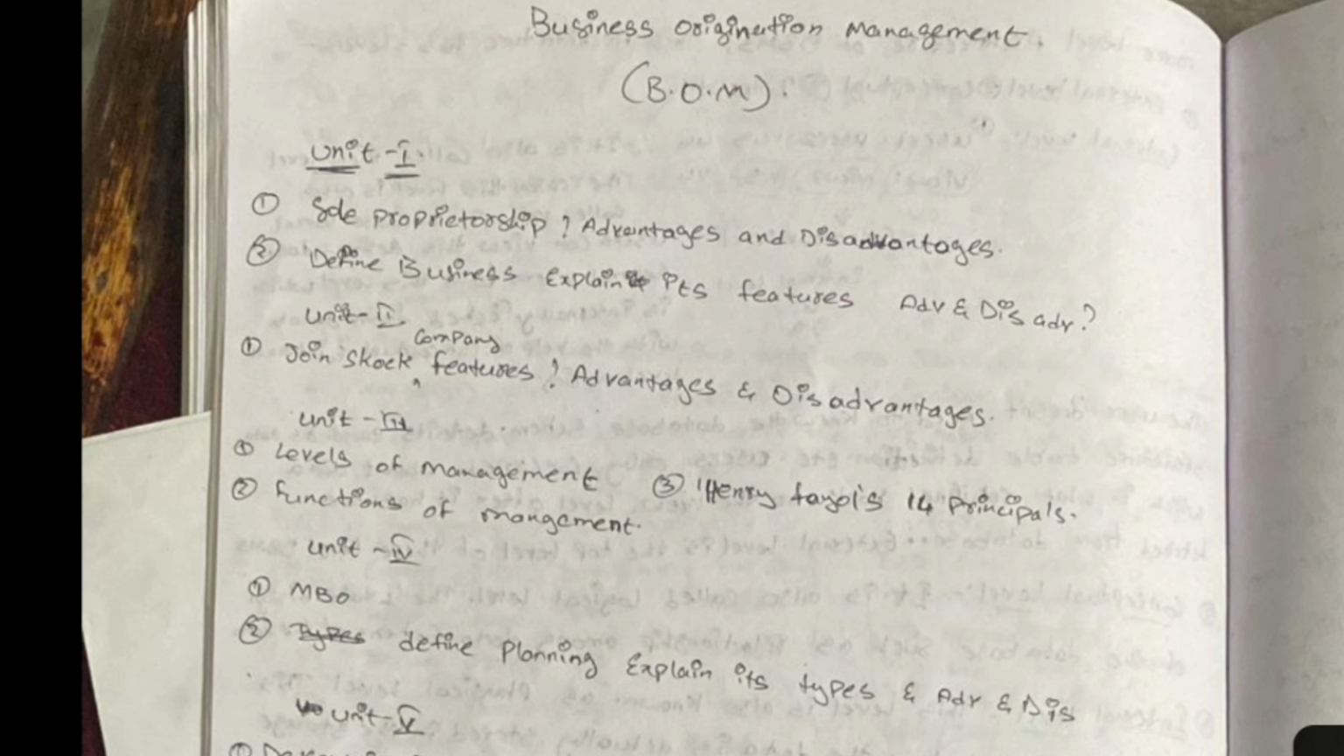And the second question is define business and what are the essential features. Features is nothing but advantages and disadvantages. If you write your advantages and disadvantages combined, that is called features. So business features, and sole proprietorship advantages and disadvantages. These 2 questions I have given from unit number 1.